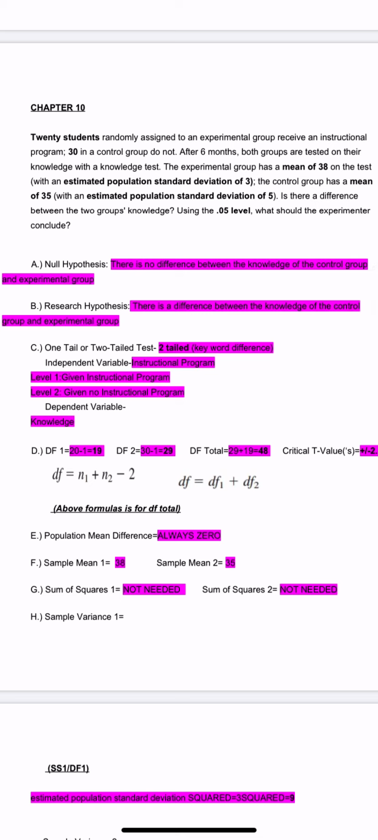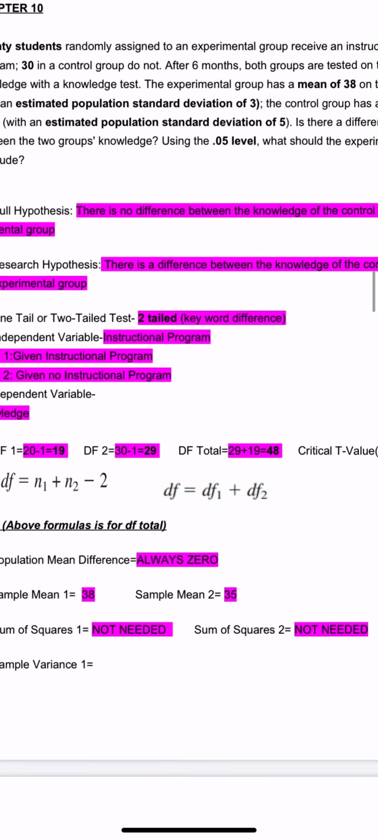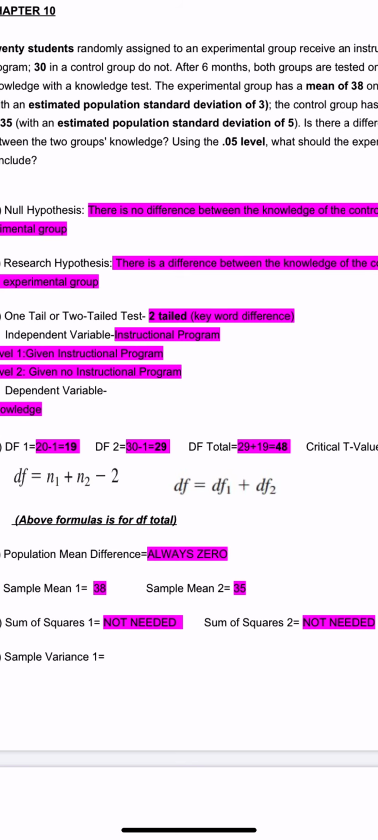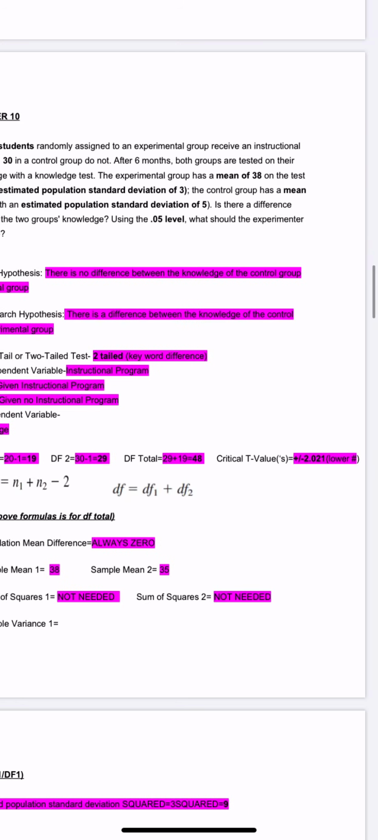There were 20 students in the first group, 30 students in the second group. All right, but it's the same thing. You can either add the two ends and minus 2, or you could just do 20 minus 1 and 30 minus 1 and add them together. Either method you choose, you'll get 48 for df total.